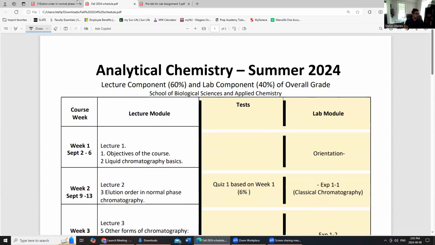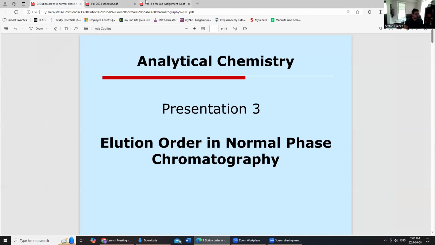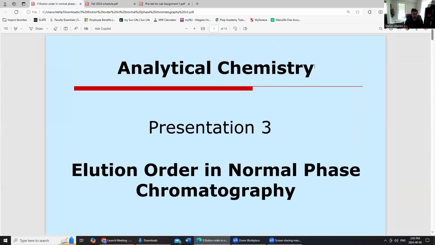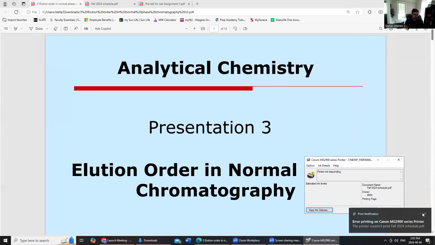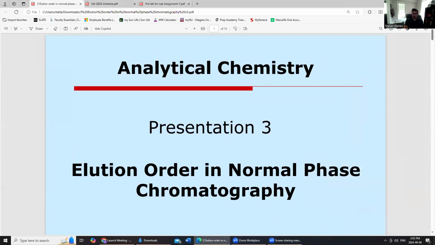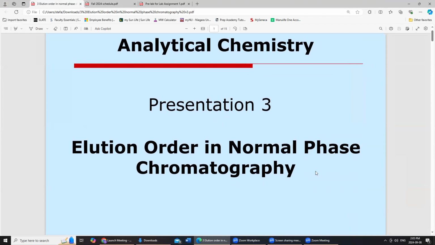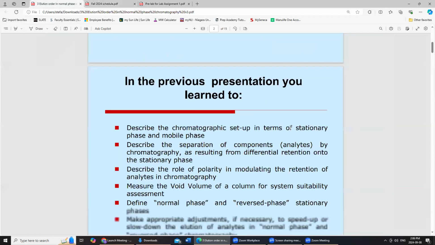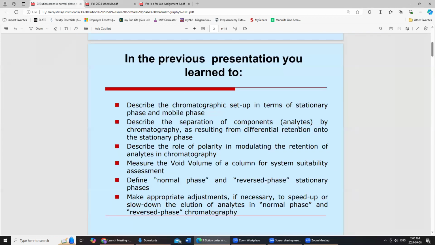Alrighty. Anyways, let's get to the elution order in normal phase chromatography. I believe, yes, that's where we want to be. Beautiful. This is good for a pre-recording because the lecture itself is actually pretty short, so it's not too bad. Okay, here we go. So elution order in normal phase chromatography. Last time we talked about describing our chromatographic setup in terms of stationary phase and mobile phase.